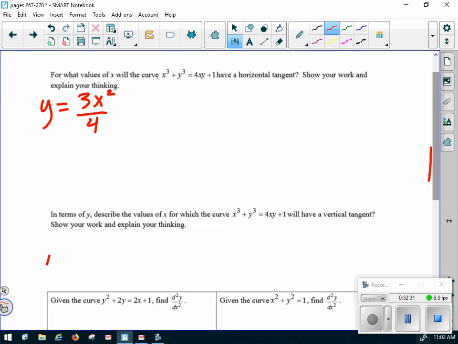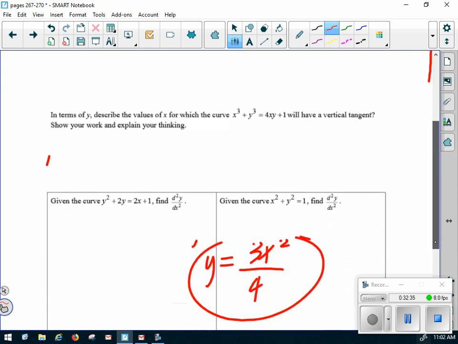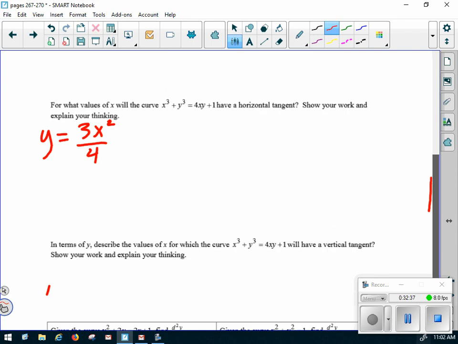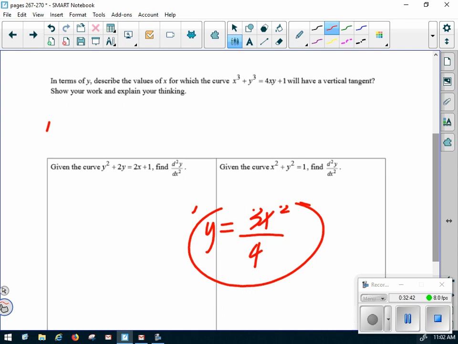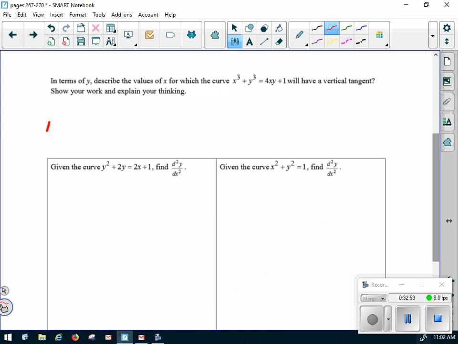Wait, how did you do that? That won't work, because you have a calculator. We got y equals 3x squared over 4 when we set the derivative equal to 0 and solved for y. So now we're going to substitute that back into the original function. All right, good.